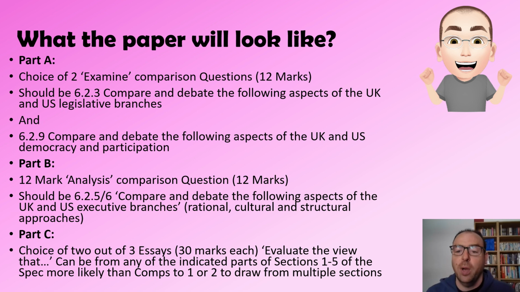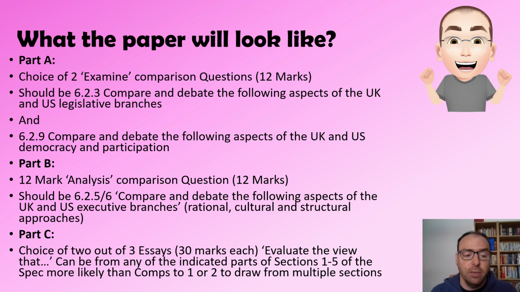Part B is another 12-mark question. There's no choice this time, and it will begin with the word analyze. And this is the comparison question for 12 marks, where you have to bring in the comparable theories. The one that's come out on this is 6.2.5 and 6.2.6, which is compare and debate the following aspects of the UK and US executive branches. So this is Prime Minister and President and cabinets and all that kind of stuff. And in it, you'd have to use one of rational, cultural, and structural approaches, or maybe a little bit of all of them.